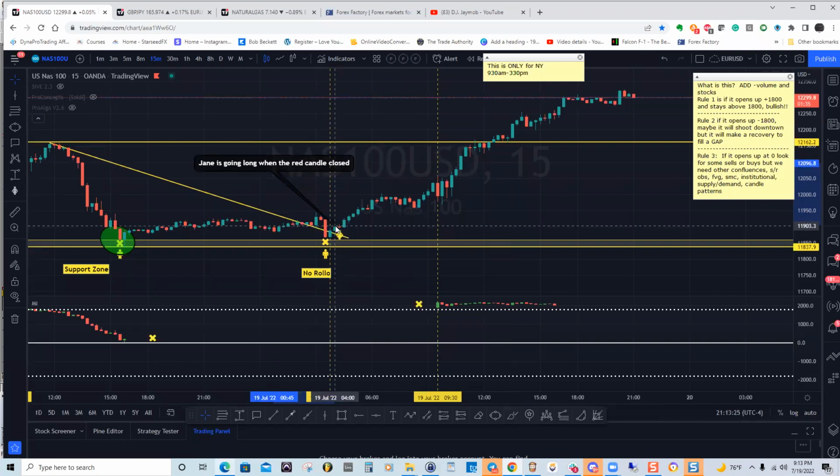I'd still be a little iffy that it didn't close above the red, okay? So I'd still be a little iffy, but it's a base rally type thing. So this is at 4:15 in the morning. So at 4:15 in the morning, you're getting a trade going long, right? Yeah, I would.